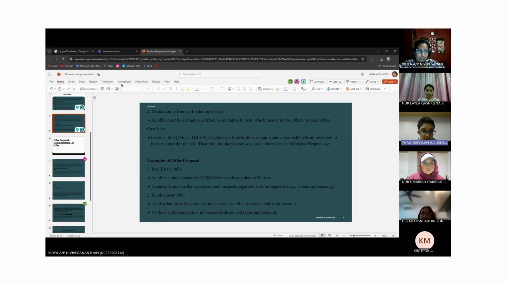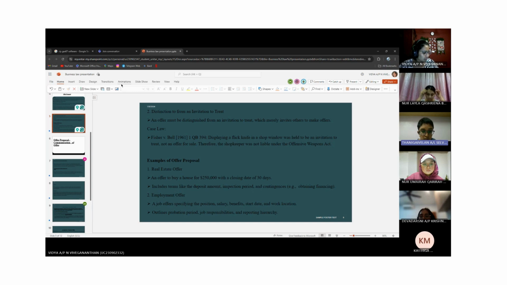The second one is distinction from an invitation to treat. An offer must be distinguished from an invitation to treat, which merely invites others to make an offer. The case law is Fisher v. Bell, 1961, 1 QB 394. Displaying a flick knife in a shop window was held to be an invitation to treat, not an offer for sale. Therefore, the shopkeeper was not liable under the Offensive Weapons Act.